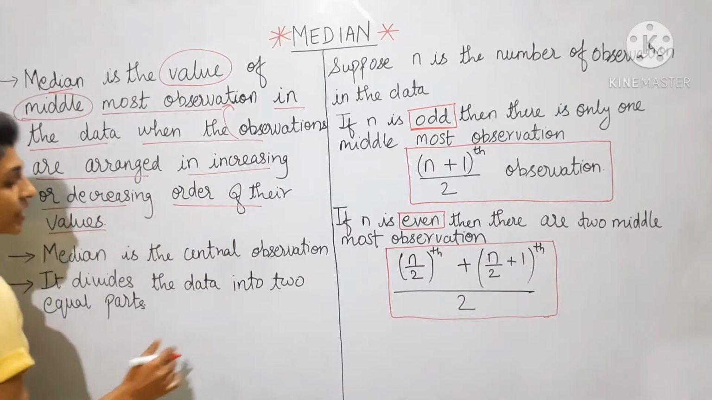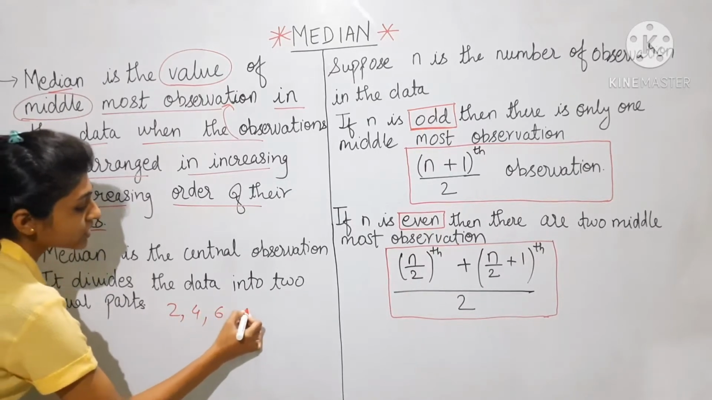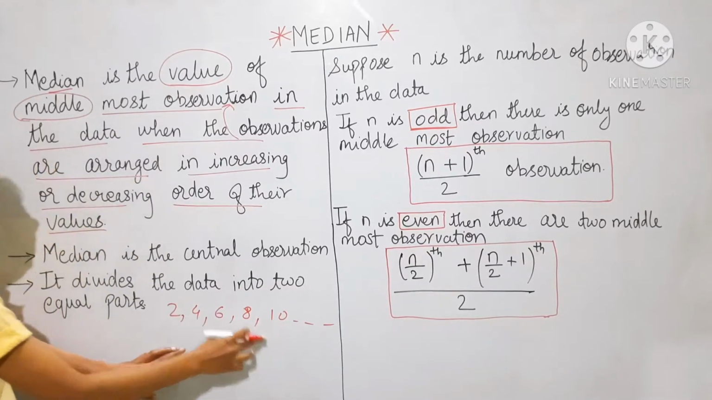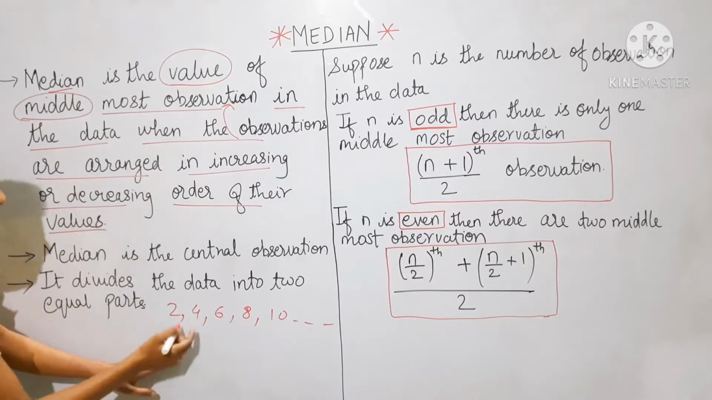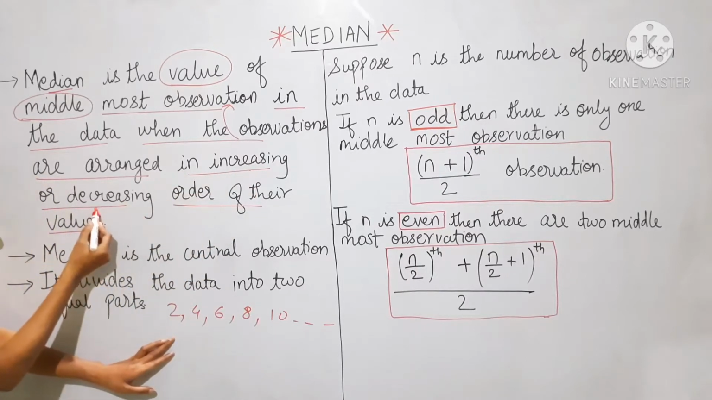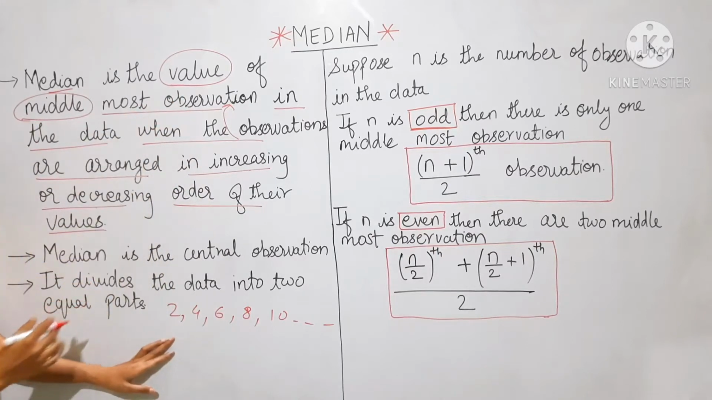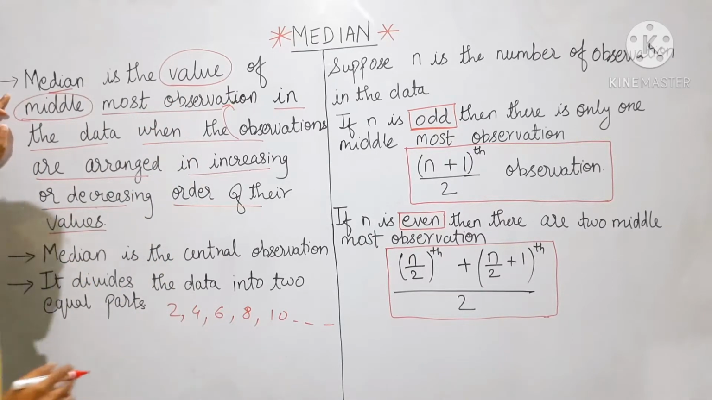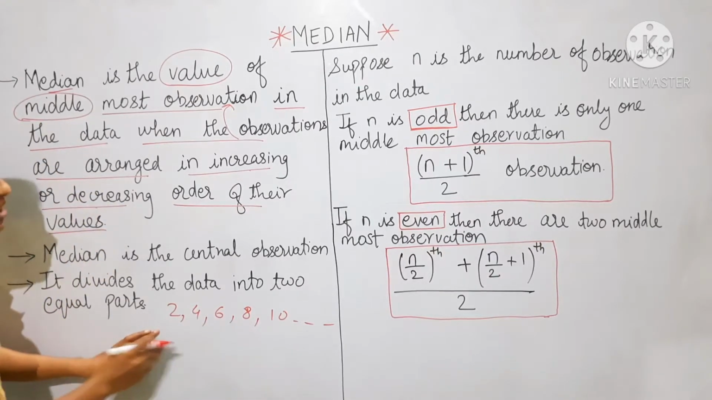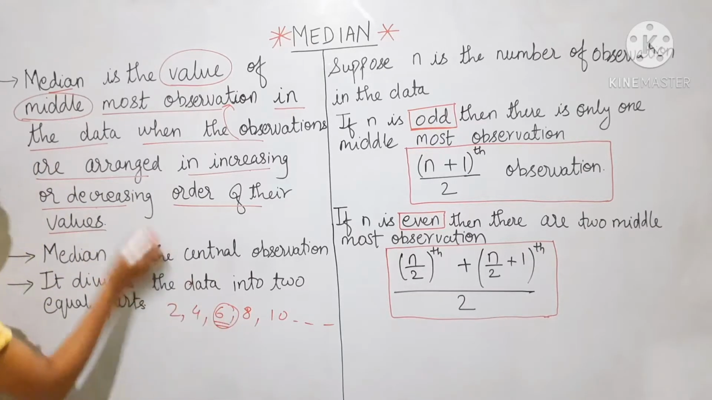For example, if I say the observations are 2, 4, 6, 8, 10 and so on, median is the middlemost observation. If I arrange this data in increasing or decreasing order, then whichever is the middlemost value, that I will call the median.